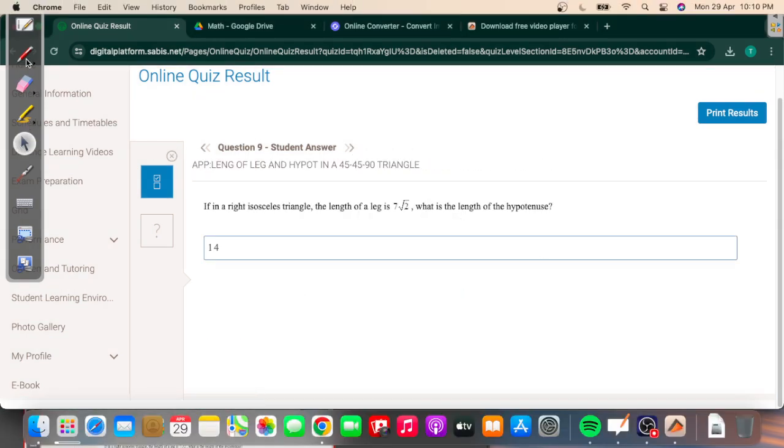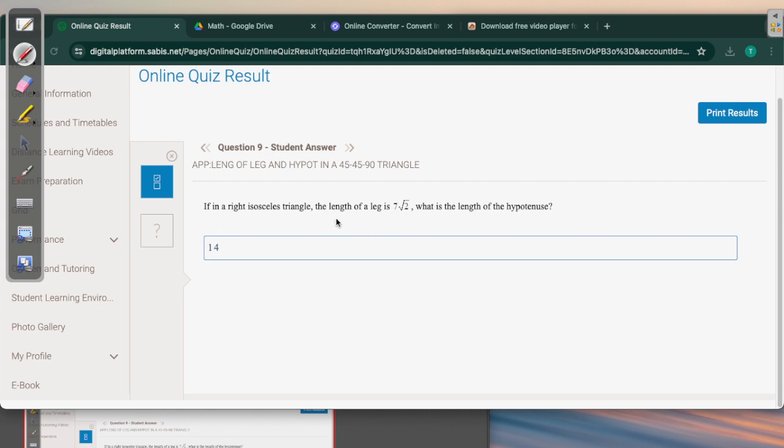Now, we literally just did this. So the length of a leg is 7 radical 2. So the hypotenuse is 7 radical 2 multiplied by radical 2, which gives you 7 radical 4, which is just 2. So this would be 14. Easy. On to question 10.